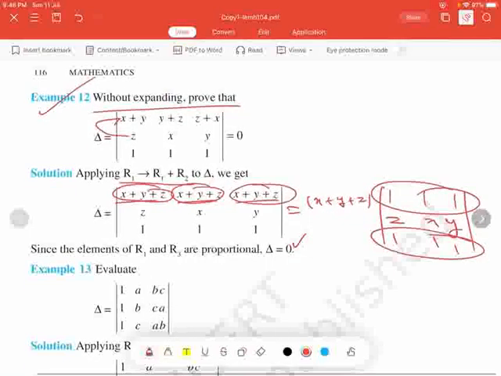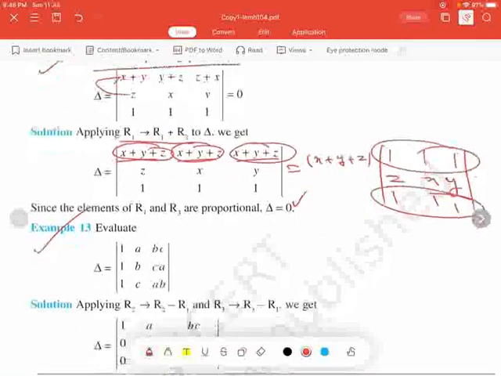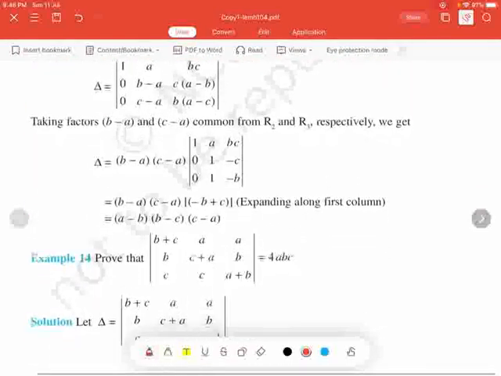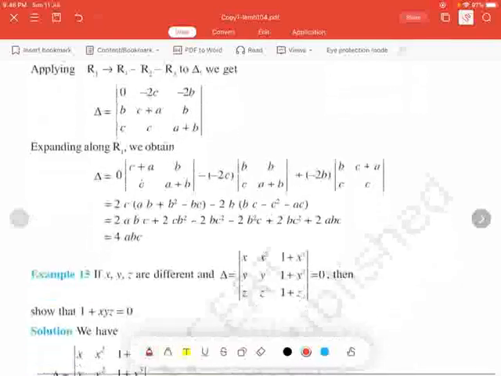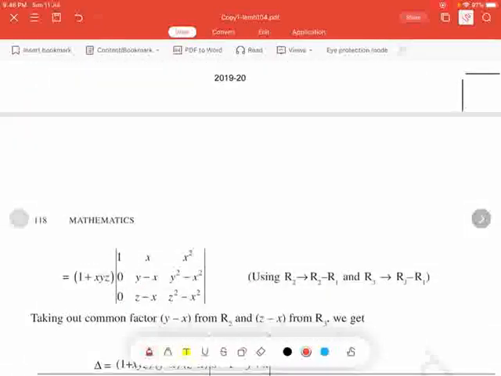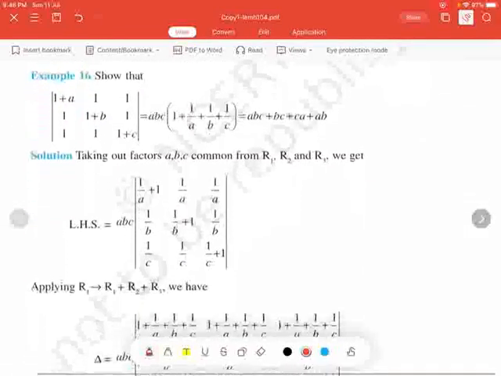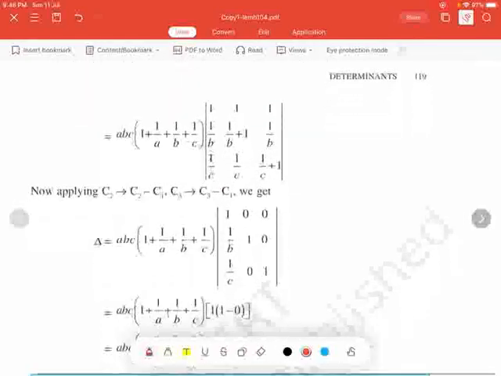In the same way we can solve a lot of problems. This is example number 13, 14. You can solve it, and we will solve exercise number 4.2.